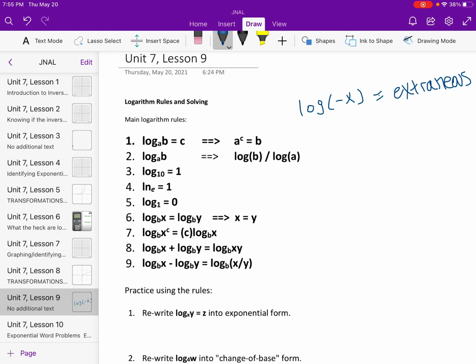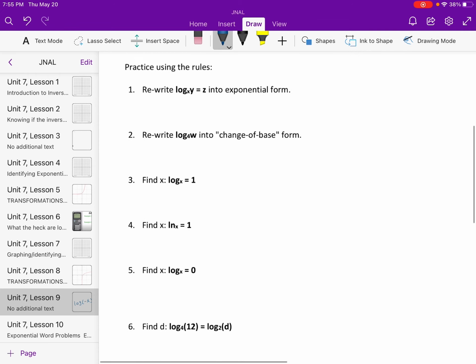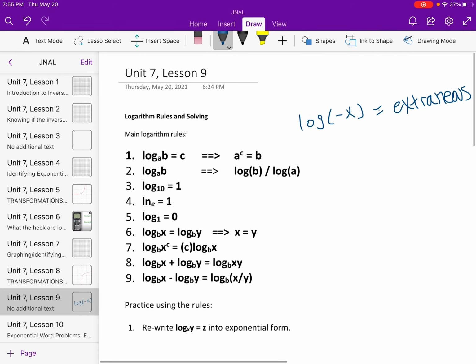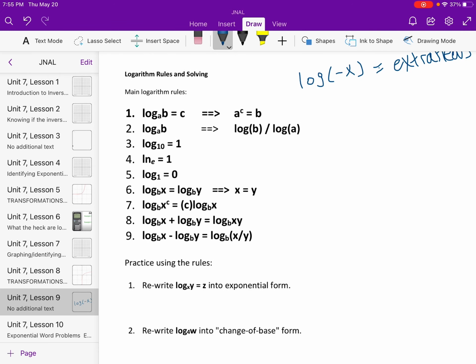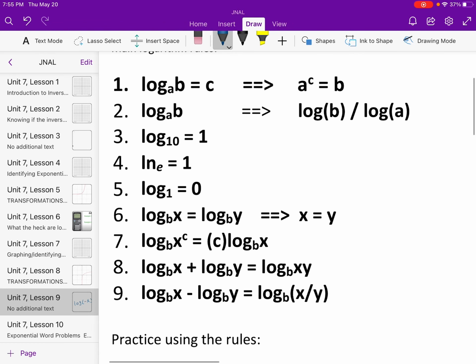But we have 9 questions here, and they correlate with the 9 rules, luckily. So at least you know that. These look really crazy, so I'll try to explain what they mean. 1 and 2 we've already gone over. What 1 and 2 are saying is that if you need to change into this form or this form, that's how you do it. It's a how-to rule, kind of.